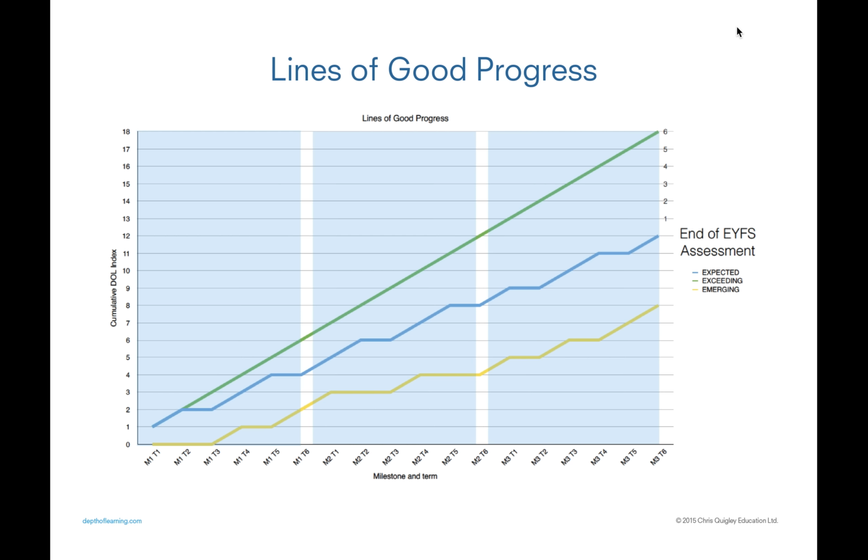You'll see up the left-hand side of the screen, we're using the cumulative depth of learning index to map out for each term what we expect children to be at in terms of their depth of learning. Now these lines are customizable in depthoflearning.com, but this is what we use as a starting point. And we can use these lines for two things. Firstly, to forecast end of key stage attainment. Secondly, to measure progress from starting point.